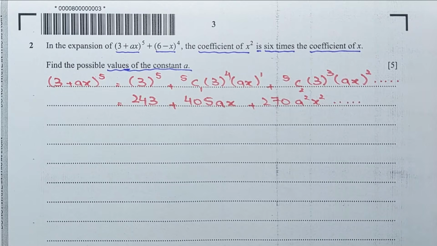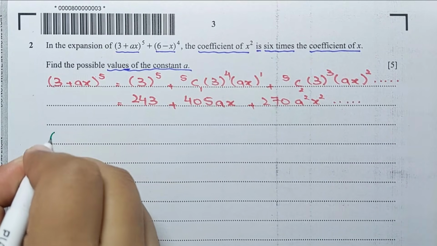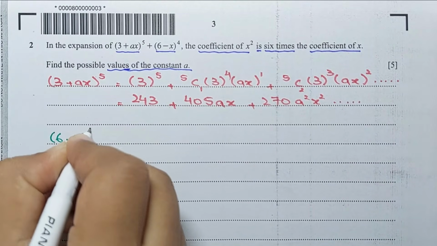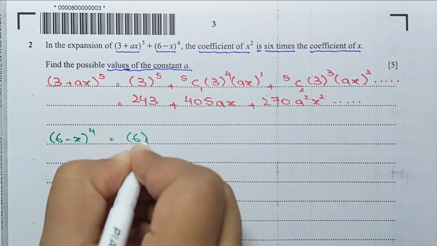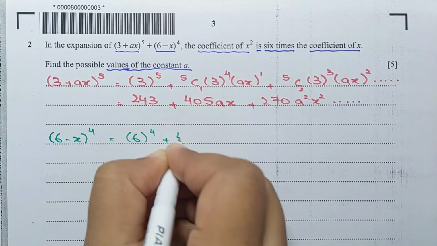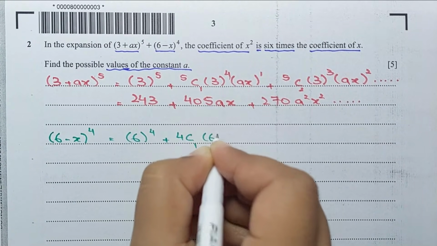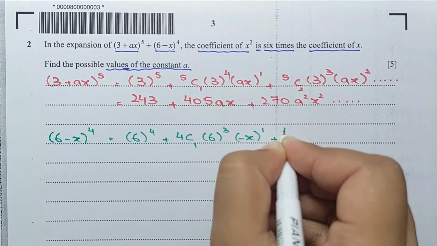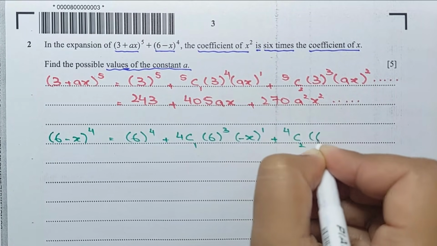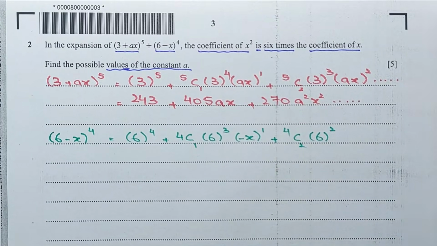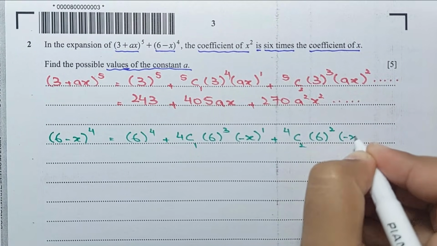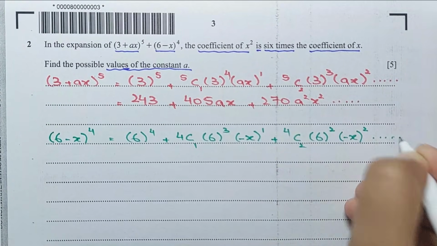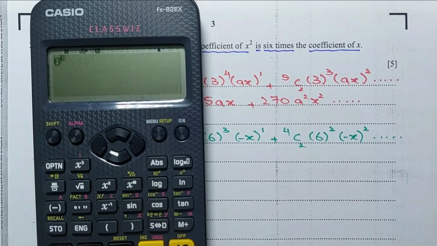Now the second term, the expansion of (6 minus x) to the power 4. The first term to the power 4, plus 4C1, where the first term's power is reduced by 1 and the second term's power is 1, plus 4C2, where the first term's power is again reduced by 1 and the second term's power is increased by 1, and so on. What is 6 to the power 4?